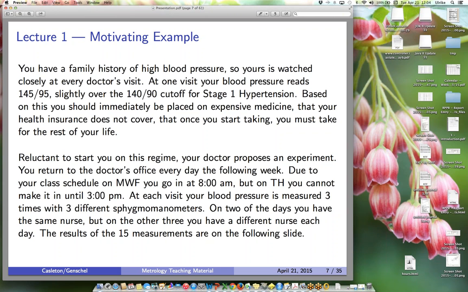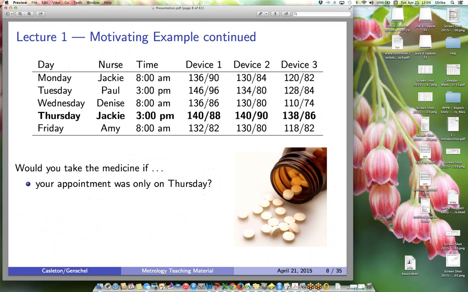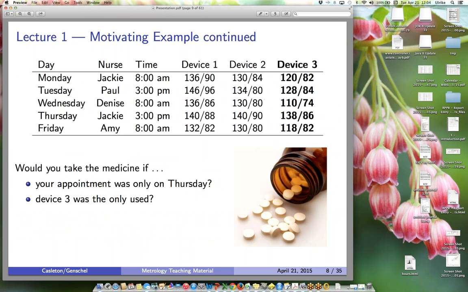So your doctor proposes that you return every day the following week and have your blood pressure taken with three different devices. So on the next slide, we present the students with the result of this experiment, all 15 blood pressure measurements. And we ask them to consider what they would do if they were presented with only a subset of the measurements. So, for example, the first question is, if their appointment was only on Thursday and they were only given these three measurements, they may consider taking the medicine or at least making some lifestyle adjustment.